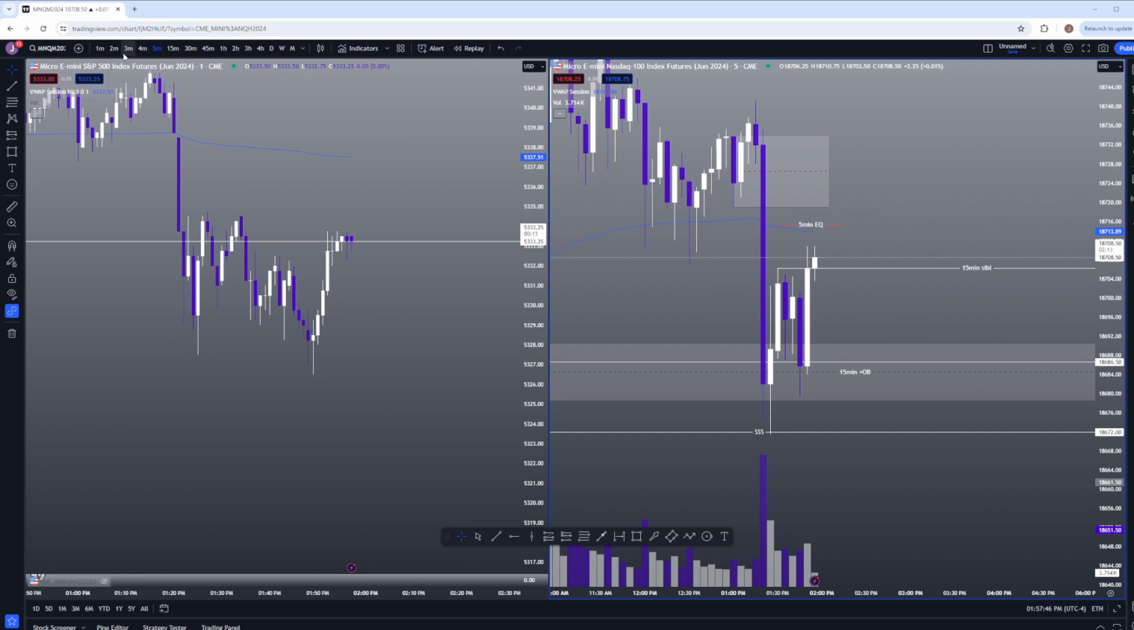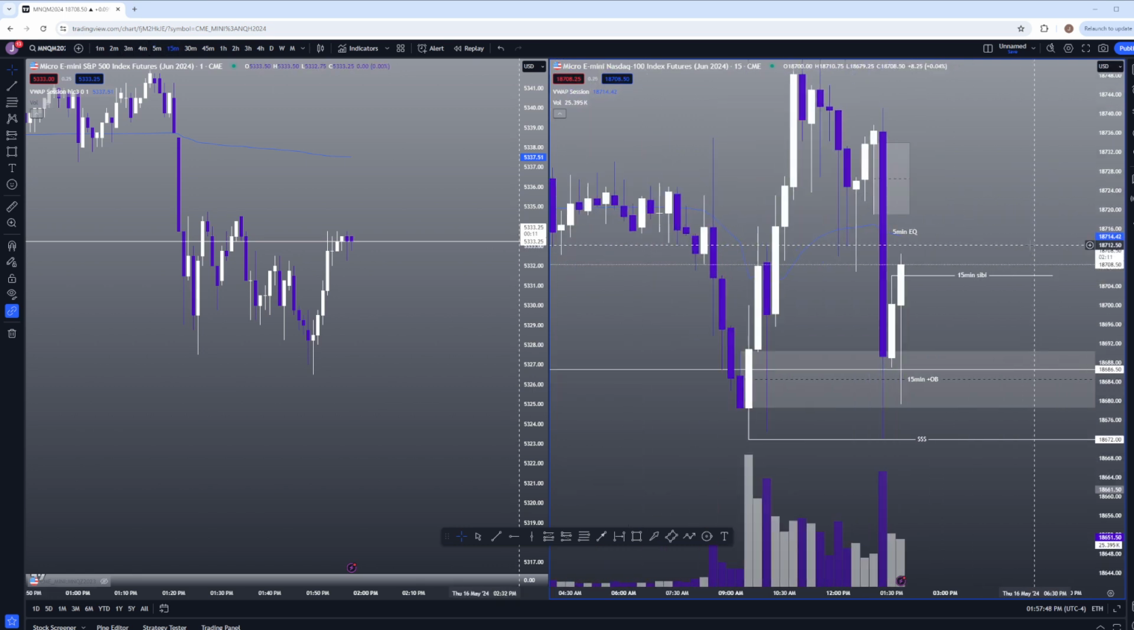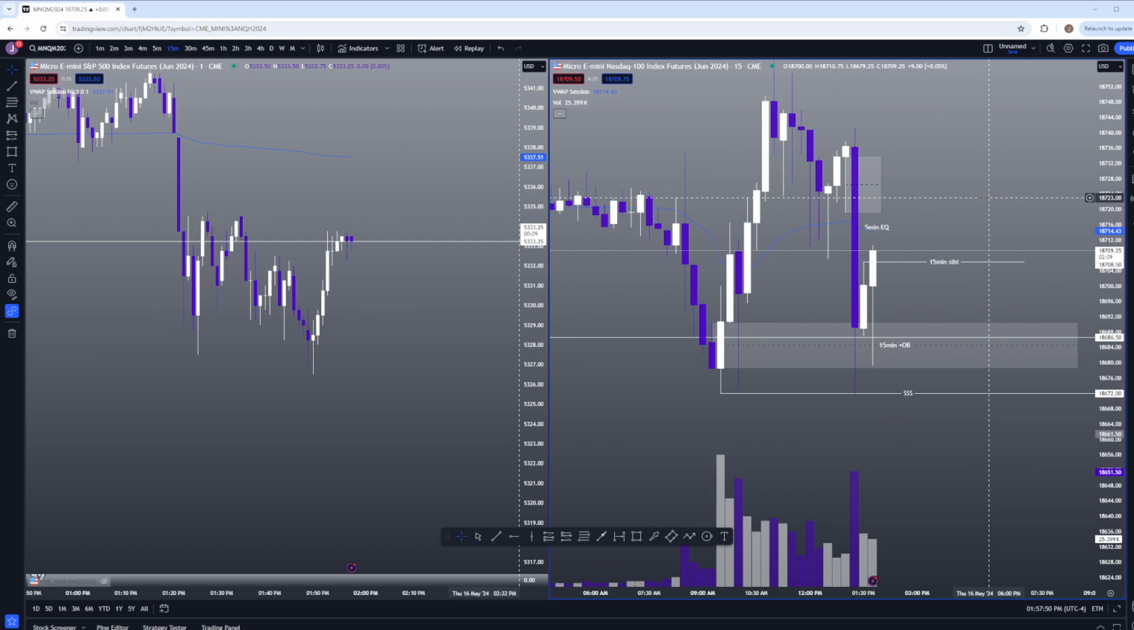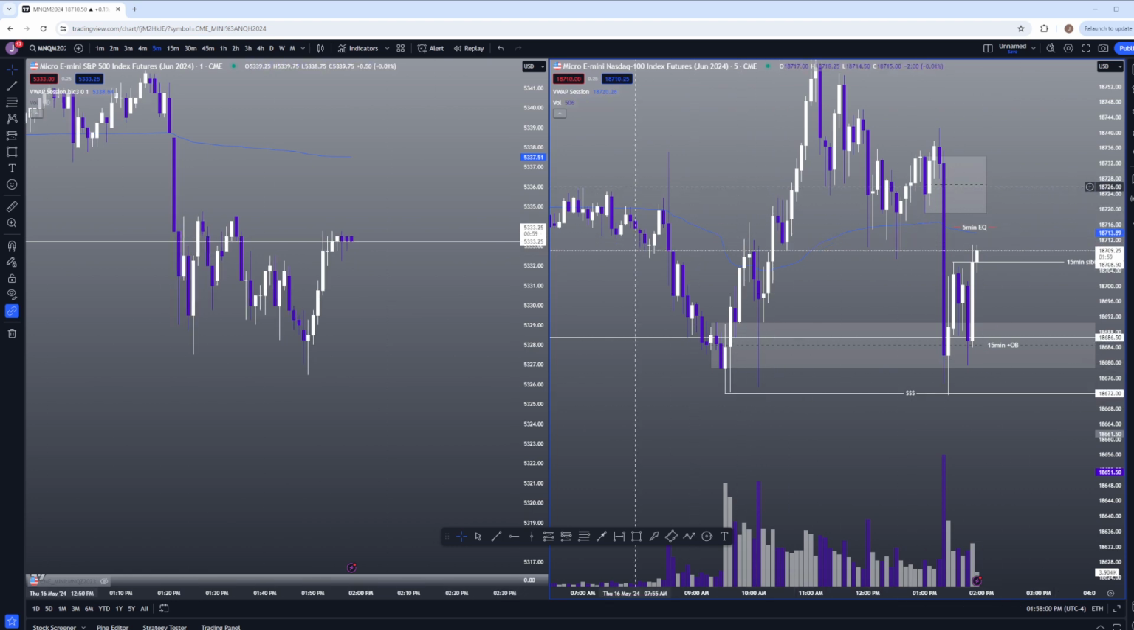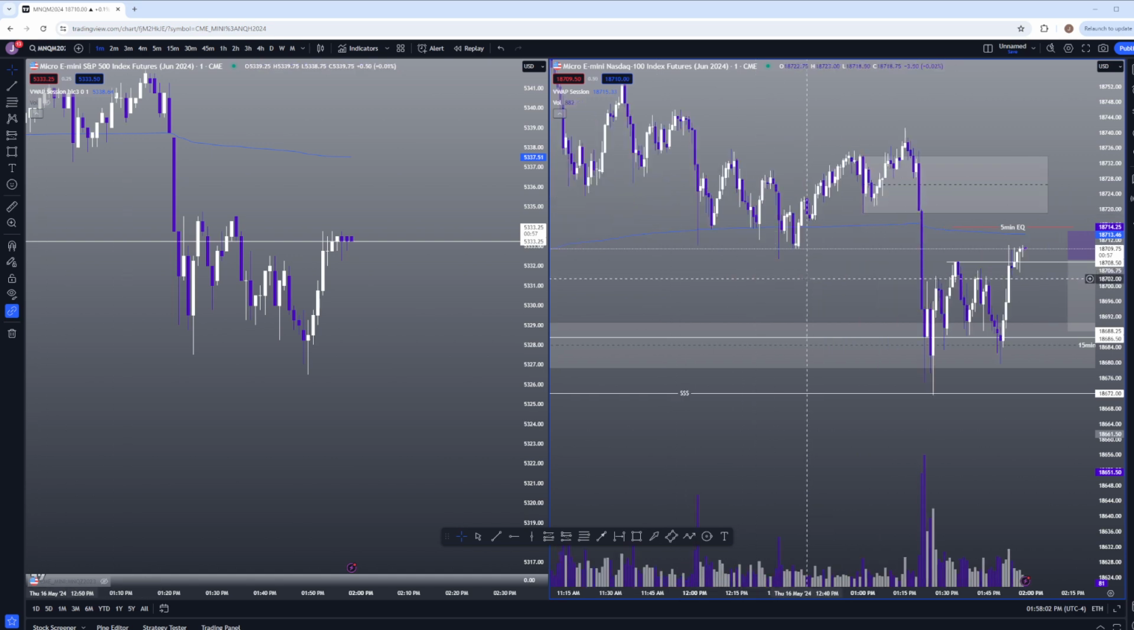Yeah, that's why I'm kind of caught in between right now. We're just bouncing from support and resistance, right? Bullish order block, bearish fair value gap on the 15. Bullish order block, bearish fair value gap on the 5-minute, and so forth.